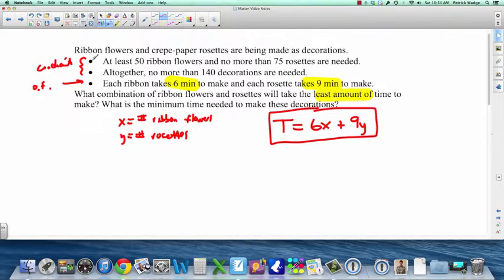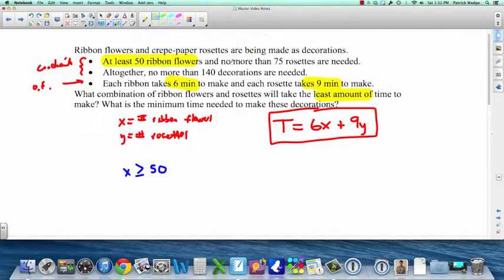Okay, for the constraints, at least 50 ribbon flowers and no more than 75 rosettes are needed. So there's two things there. The first thing is at least 50 ribbon flowers. So the number of ribbon flowers is x, and there's at least 50 of them. So again, if there's at least 50 of them, then x has to be greater than or equal to 50.